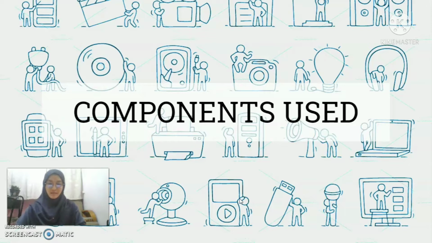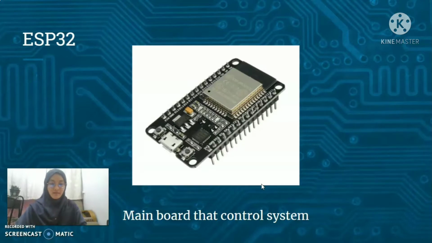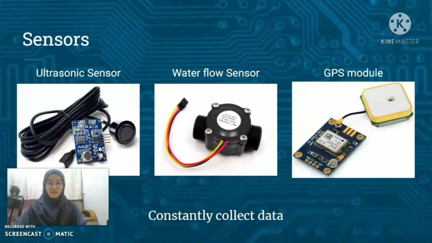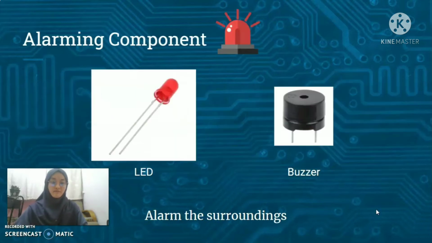My name is Aina Hiyama. I'm going to present the components used in this project. The first one is the ESP32. It is the main board that controls the whole system. And these are the sensors: ultrasonic sensor, water flow sensor, and GPS module. The ultrasonic sensor is to sense the water level, the water flow sensor is to sense the water flow, and the GPS module is to sense the location of the sensors. These sensors constantly collect data every 1 second.